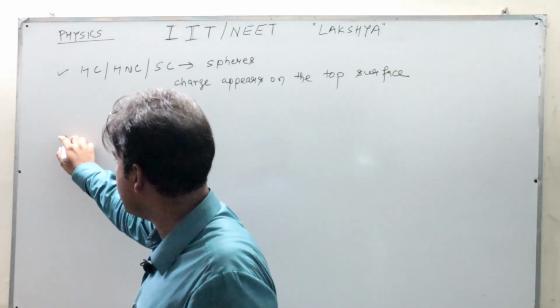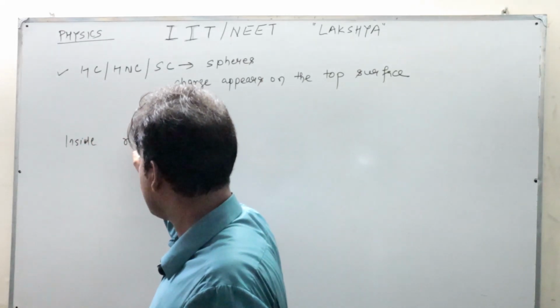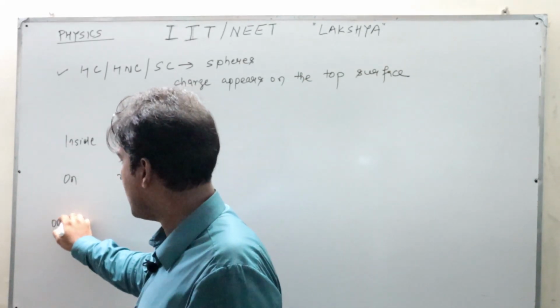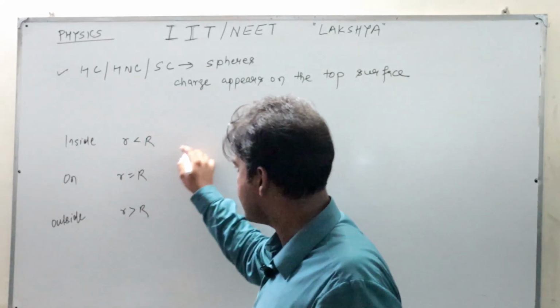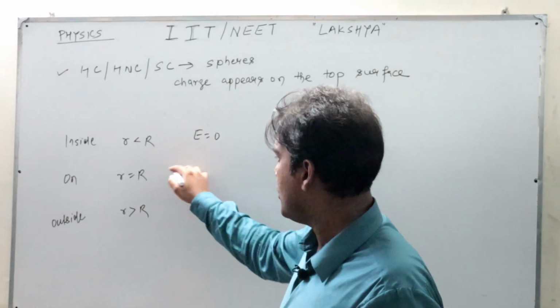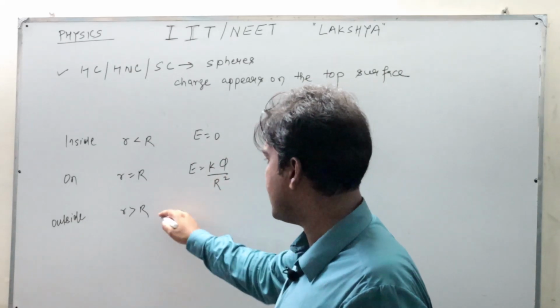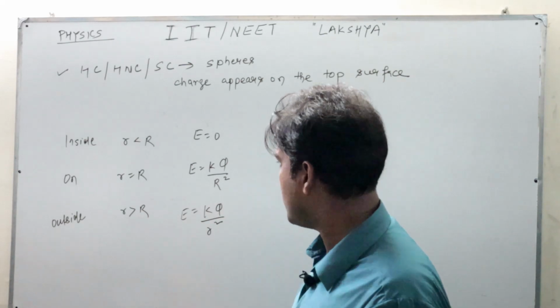So let me do it like this: inside, r is less than R; on the surface, r is equal to R; and outside, r is greater than R. For inside, what is the electric field? 0. On the surface, what is the electric field? KQ by capital R square. And outside, the electric field is KQ by small r square.